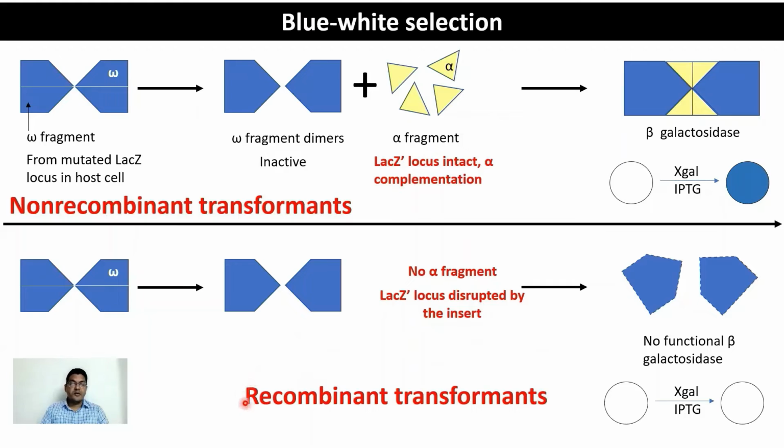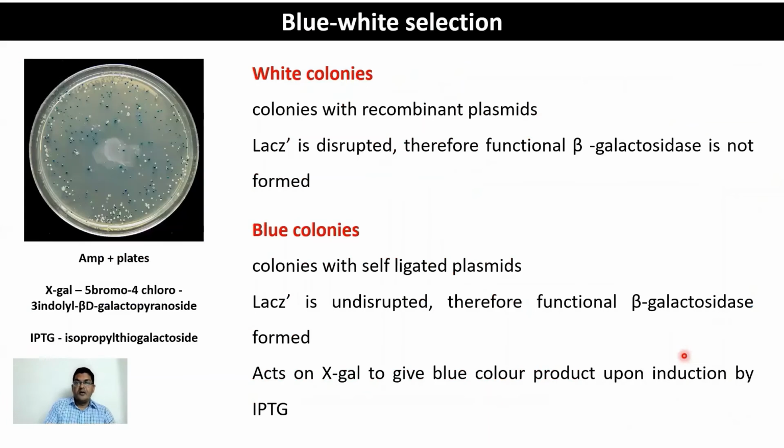In the case of recombinant transformants, there is no functional beta-galactosidase, and therefore X-Gal is not converted to its blue-colored product, and therefore you have these white colonies versus blue colonies. Blue colonies are the non-recombinant colonies, white colonies are the recombinant colonies. So this is typically a blue-white selection.